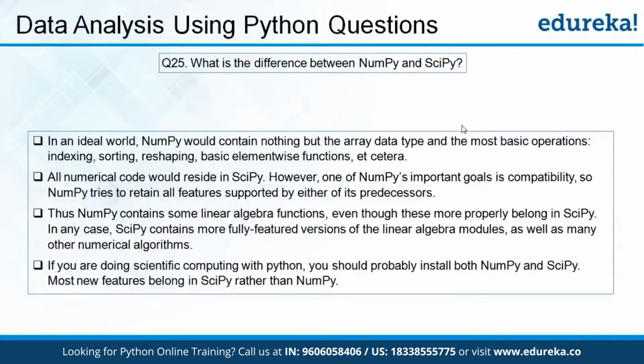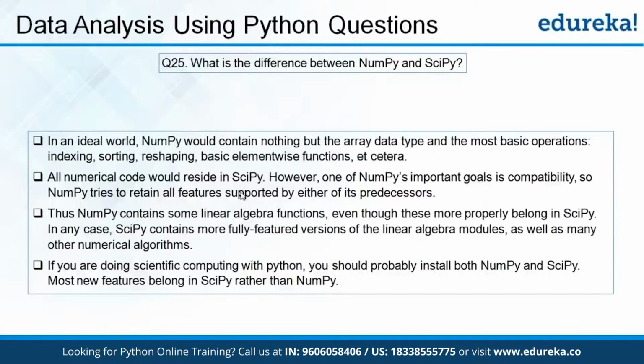Now, what is the difference between NumPy and SciPy? You've got something called NumPy, you've got something called SciPy. These are two different modules. NumPy is a much more raw module as such, if I were to say. NumPy would contain nothing but the array data type and the most basic operations like indexing, etc. Your numerical code is typically inside SciPy. But you would see that NumPy and SciPy are quite compatible with each other because SciPy is built on top of NumPy.